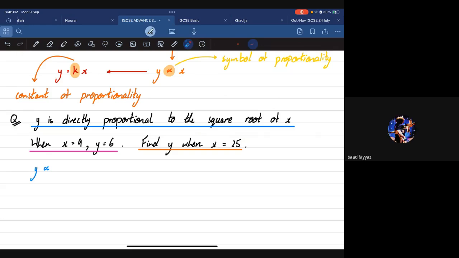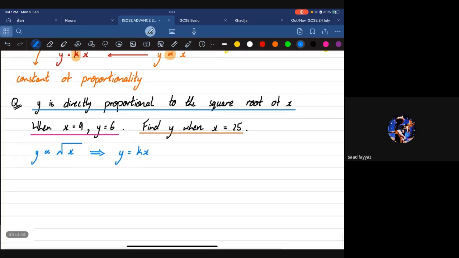X has a square root. Yeah, simple. Guys, it is very simple. Square root of x means that x has a square root. You have just interpreted what is said in the question and written it mathematically: y is directly proportional to the square root of x. But this is just a symbolic way of showing proportionality. In order to solve it, I need to further write it down as y is equal to kx.